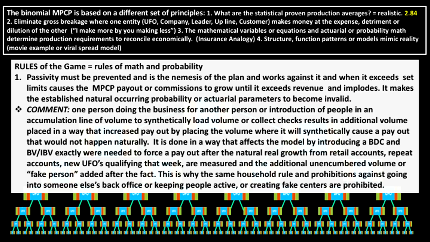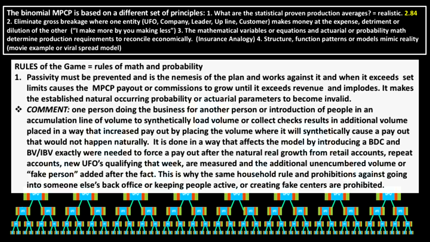So passivity must be prevented, and it's the nemesis of the plan and works against it. And when it exceeds set limits, it causes the MPCP payout or commissions to grow until it exceeds revenue and implodes. It makes the established, naturally occurring probability or actuarial parameters become invalid. And that's why we get so worked up and are so strict about this. That's why I'm educating you now. There's no need to do it. It works perfect the way it is.